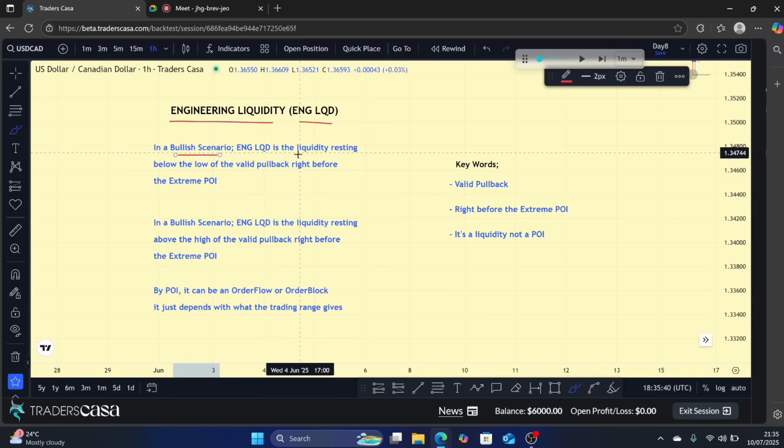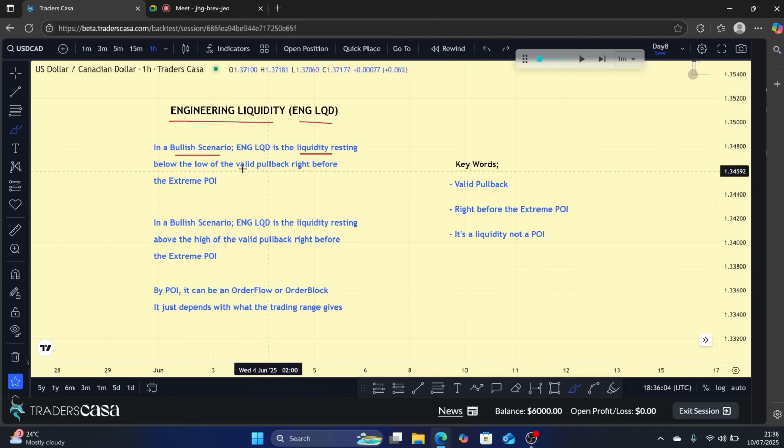The keywords here are liquidity resting, below the low, valid pullback, and right before the extreme POI. You should not miss even a single part of that definition, because excluding one will make the definition wrong. So again, it's the liquidity resting below the low of the valid pullback right before the extreme POI, and this is the bullish scenario.